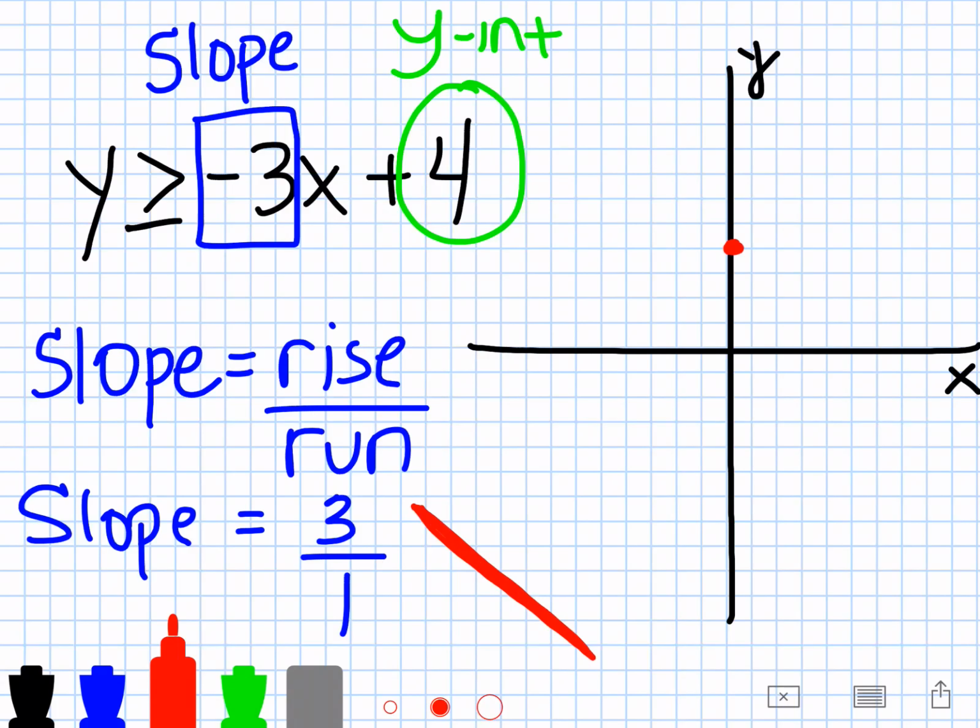So to graph my slope, I'm going to go up 3 spots from my y-intercept, start at that red point, and count up 3 spots. 1, 2, 3. And since it's negative, I'm going to go to the left 1 space and put a point there.